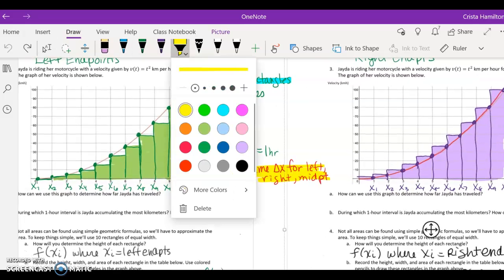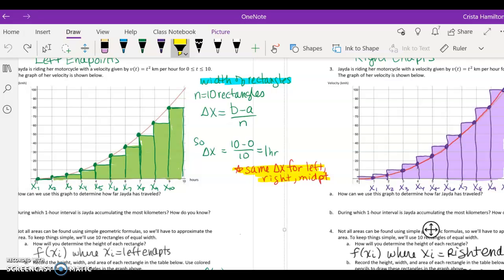Now, this is not something that is absolutely required, but this is, of course, assuming equal width. It does not necessarily have to be equal widths, but for a lot of the Riemann sums that we do, we definitely want to let them be equal because it would be easier for us to get an estimate.